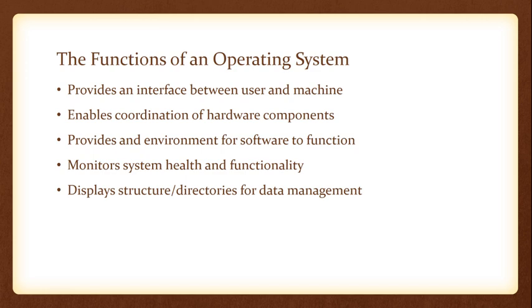And those will typically come up in a certain area of the screen, which we'll talk about later during this chapter. And the fifth function of an operating system is it displays structure or directories for data management. This allows you to create files and folders to keep things organized within your computer so you can easily find things, and then you can issue commands to act on those files and folders as well. So these are the 5 functions of an operating system.